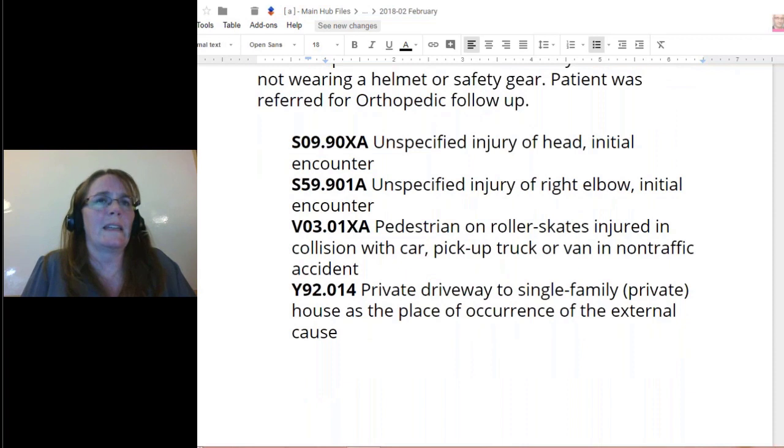So you'd have your S09.90XA for an unspecified injury to the head, your S59.901A for an unspecified injury to the elbow. I'm going to assume in this instance they don't have an X-ray capability at this urgent care center.